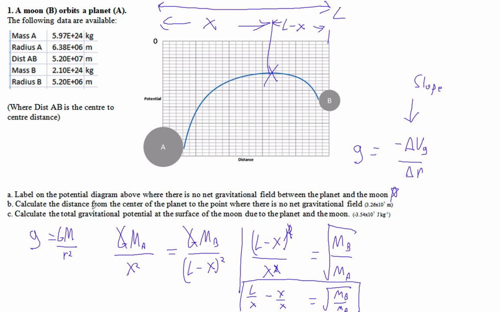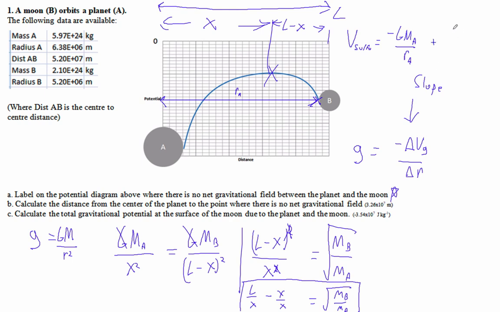And then C says, calculate the total gravitational potential at the surface of the moon due to the planet and the moon. So find the potential right there. Remember that the potential at the surface is going to be minus GM_A over R_A, and R_A is going to be this distance here. So you've got to figure that out from this data. I think it's going to be the distance separating their centers minus the radius of the moon or something.